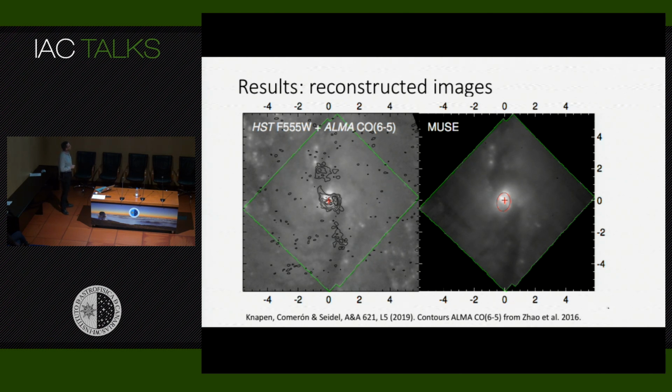So this is really working in the optical. This is an optical image here. The contours overlaid here are CO, ALMA CO at roughly the same resolution from the literature. You see that the CO traces the dust lanes, which we see in the MUSE image as well, going up and down into the nucleus. So this really works. The AO system works brilliantly well. This is a fantastic image with very high spatial resolution.